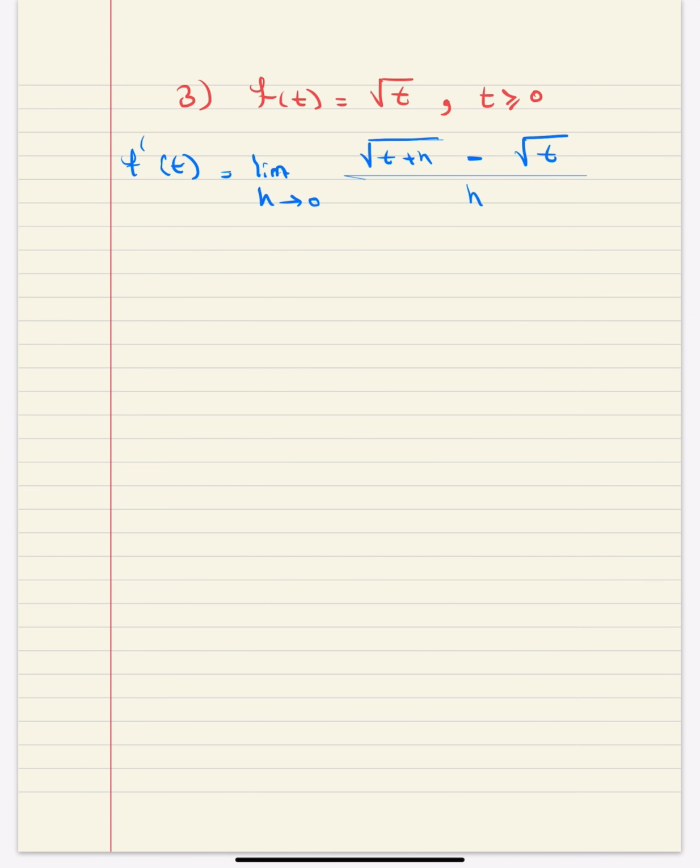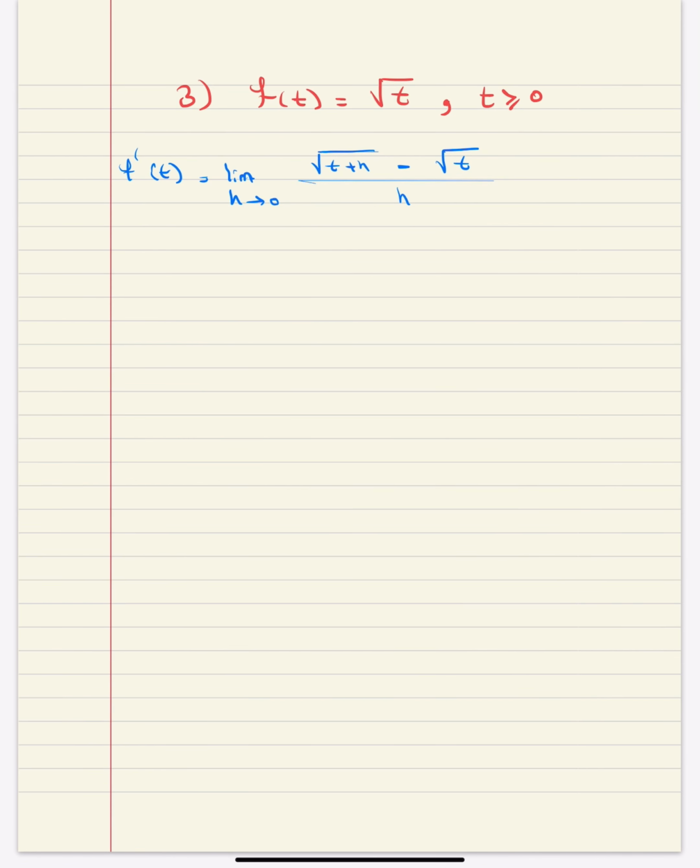Now, to further simplify this, again, if we evaluate it at h equals 0, we would get 0 in the denominator, which is not acceptable. So we would have to rationalize this expression. To do so, we multiply both the numerator and the denominator by the square root of t plus h plus, this is important, plus the square root of t. Same thing with the denominator, so it will be multiplied by the square root of t plus h plus the square root of t.